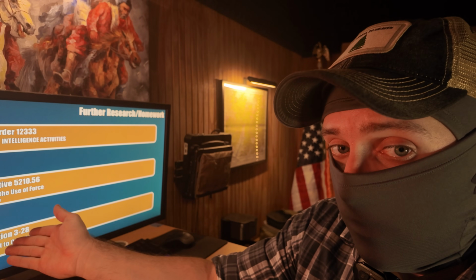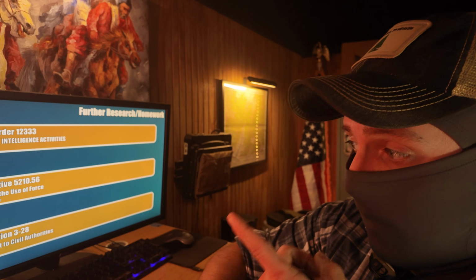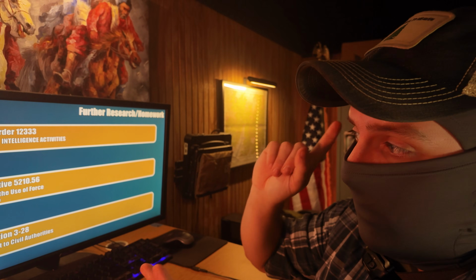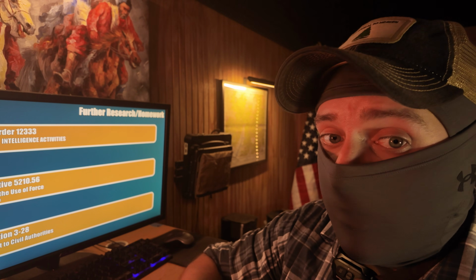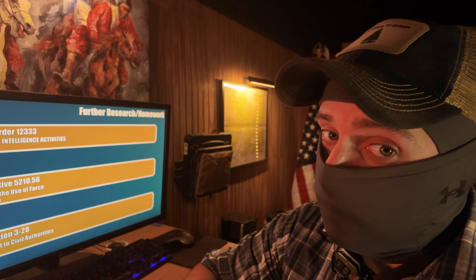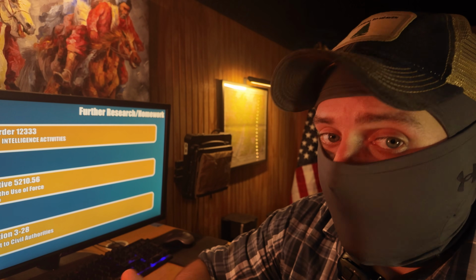This one hasn't been changed since 2018, so if we start seeing changes to JP 3-28, if we start seeing changes to 5210.56, and if we start seeing changes to EO 12333, okay, that's when you should be, no kidding, concerned. That may happen at some point. It would probably have to.